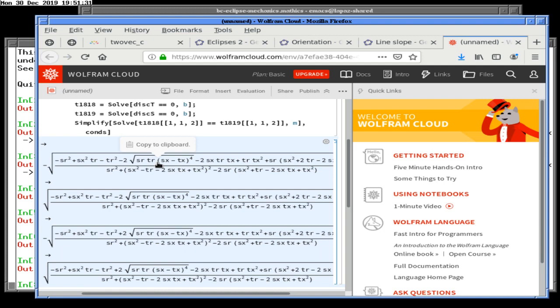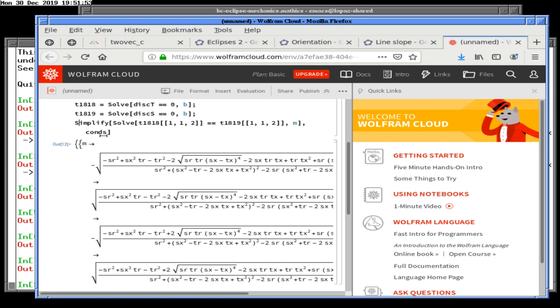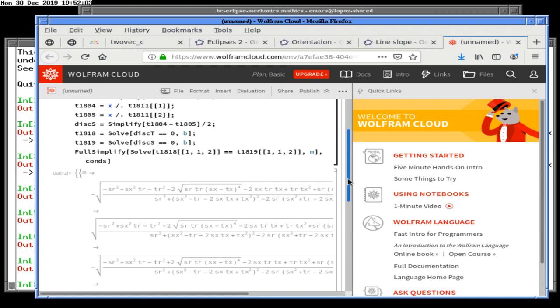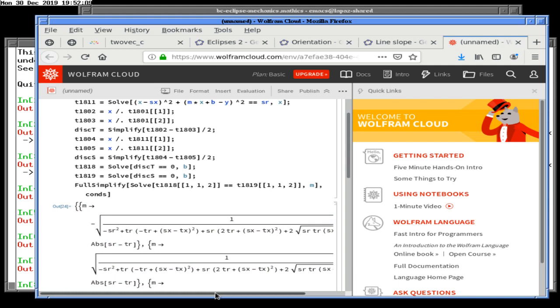For example, over here, you have the square root of SX minus TX to the fourth, but that square root is just SX minus TX squared. Why does Mathematica not get that? Well, now Mathematica has another function called FullSimplify, which is even more powerful, which does an even better job of simplifying, but takes longer. And by longer, I mean sometimes it could take forever, in the sense that we could actually time out this calculation. Oh, well, this is looking a lot nicer.